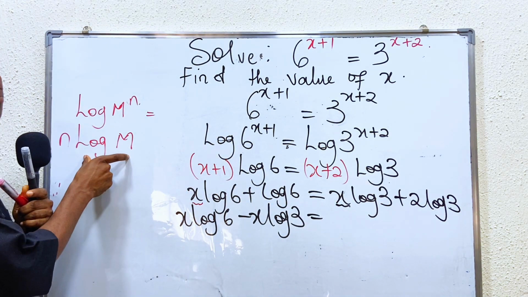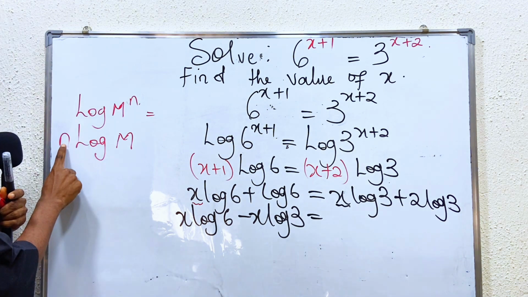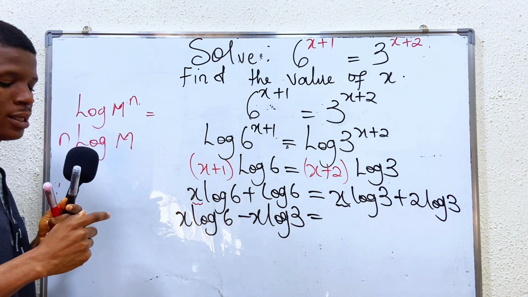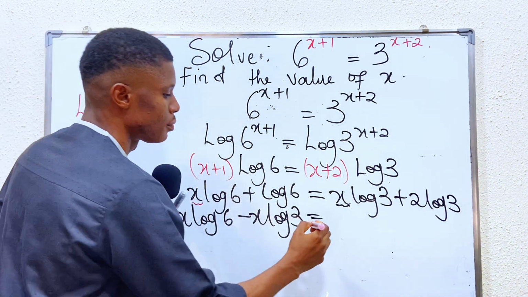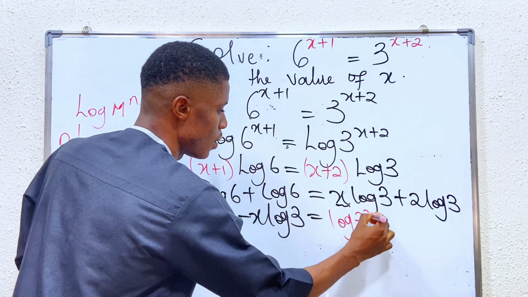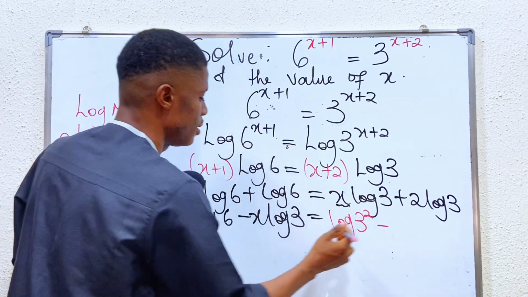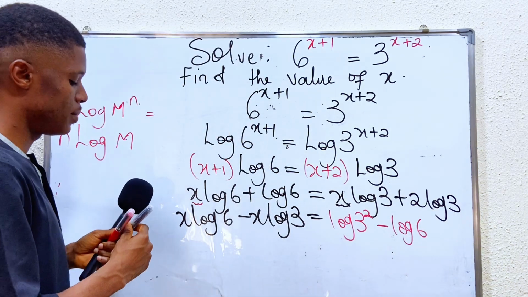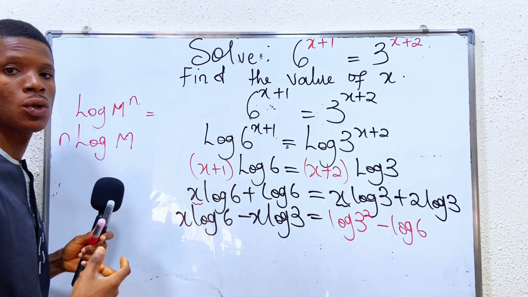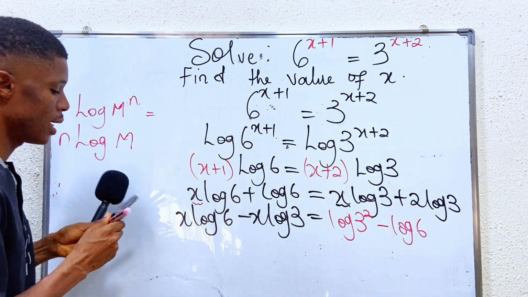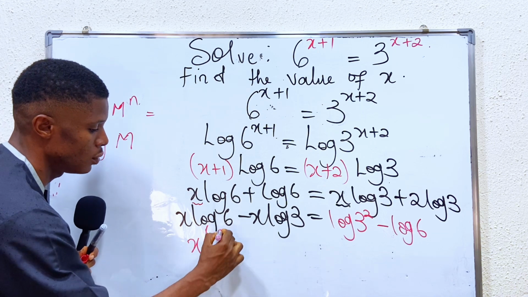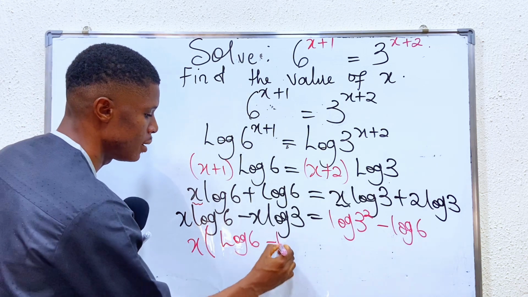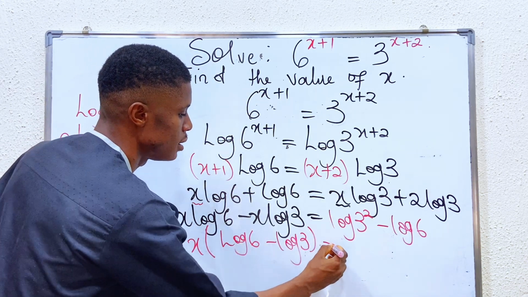We can still use the same law of logarithm here, that whenever we have a number multiplying a log, it can serve as the power of the number in the log. So we can now write it to be log 3 squared, minus log 6. So what can you observe here? You observe that x is common in these two, so we factor it out. If you factor out x, we'll be having x into log 6 minus log 3.